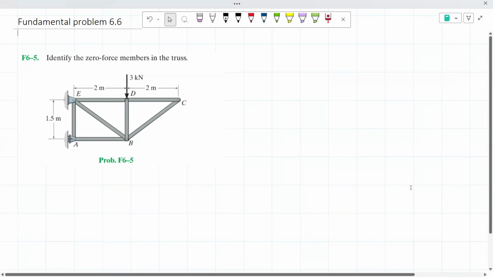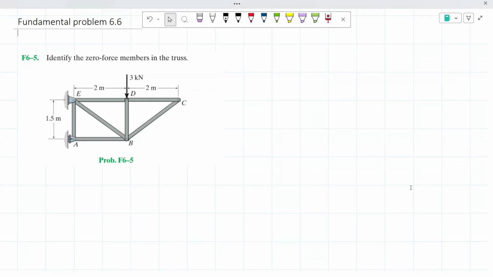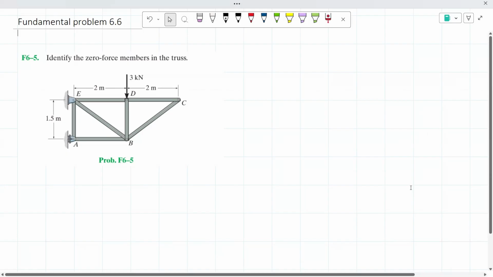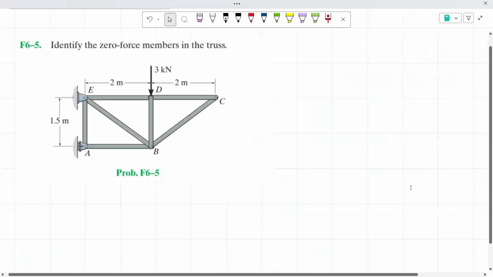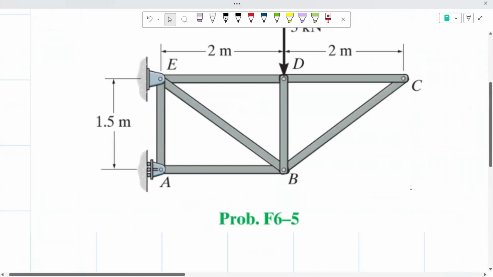Hello everyone, today we're going to be working on fundamental problem 6.6, and this problem is asking us to identify the zero force members in the truss. So the first thing that I'm going to do is, we don't have to solve for the values, but simply just find out how many reactions there are based on the supports that we have.